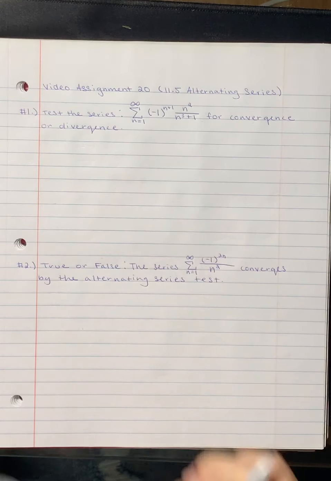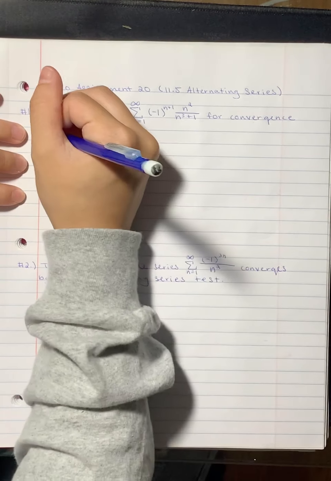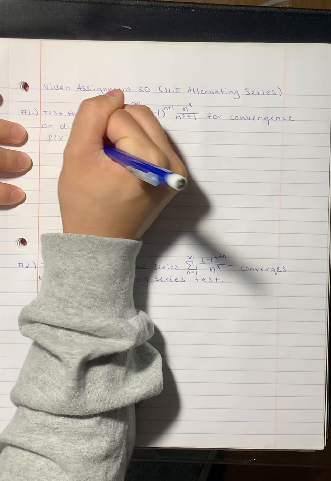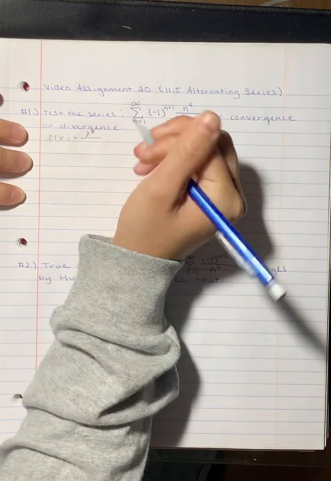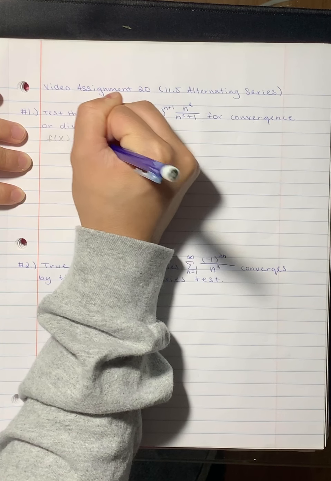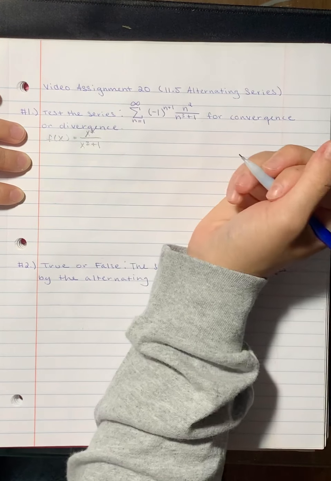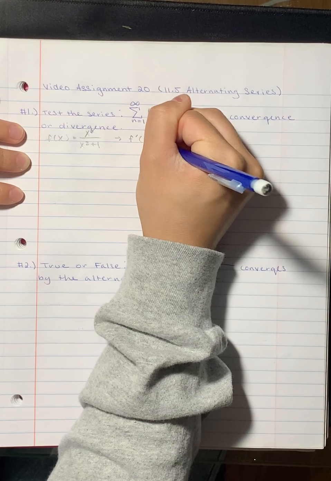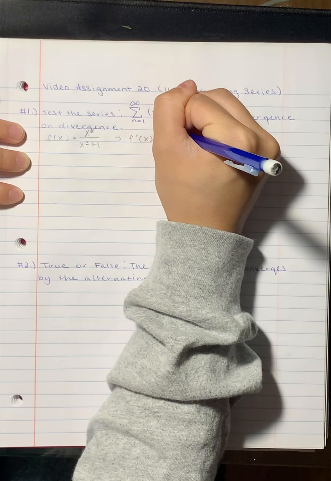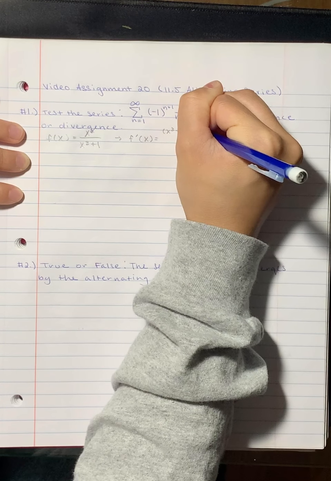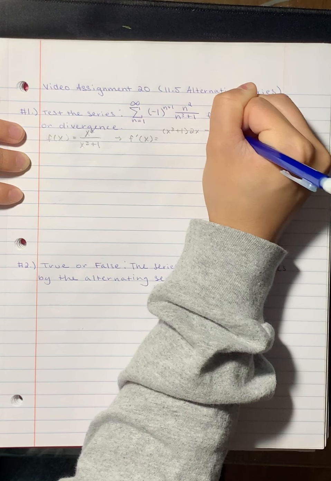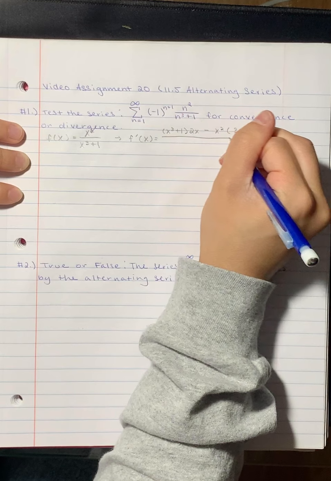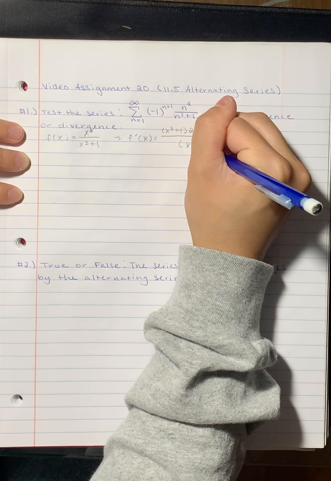And so for this first one here, we're going to take this here and actually take it, so it's f of x equals x squared over x cubed plus 1, in which we're going to take the derivative of this function. So we're going to get f prime of x equals low d high minus high d low all over low squared.